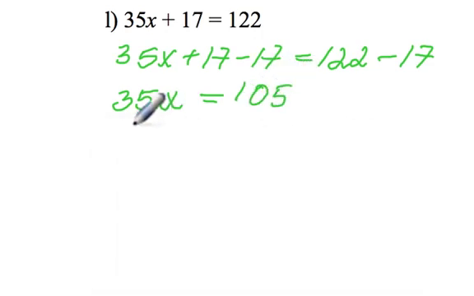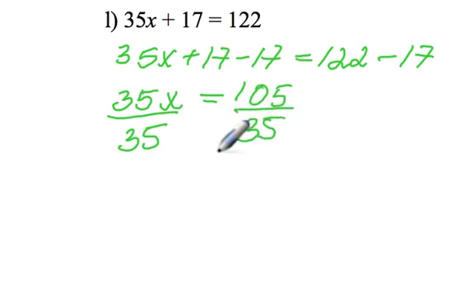105. Now 35 is multiplied by x, so the opposite operation is division. We'll divide both sides by 35. 35 divided by 35 is 1, leaves x on the left side. And 105 divided by 35, we could use a calculator again or do a mental math and see that it's 3.